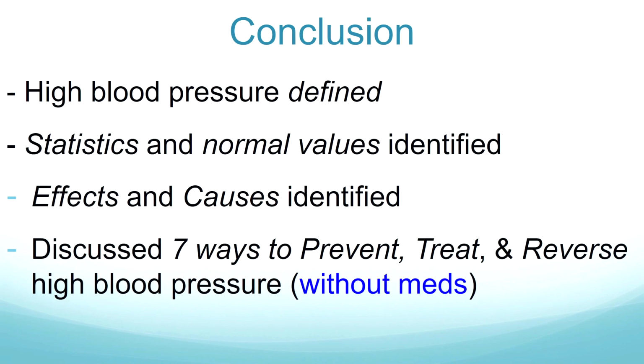So in conclusion, we discussed what is high blood pressure, what the normal ranges and values are, and how your blood pressure is raised. We also discussed some of the effects of high blood pressure, what it does to your body systems, and some of the causes. And we looked at the 7 ways, or it was 8 ways, to prevent, treat, and reverse high blood pressure without medications.